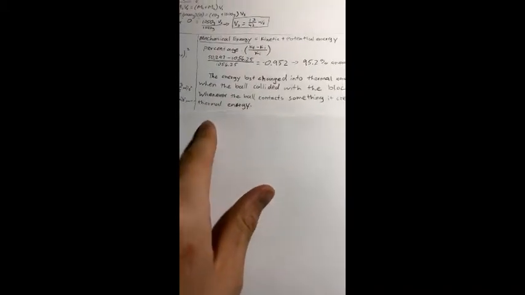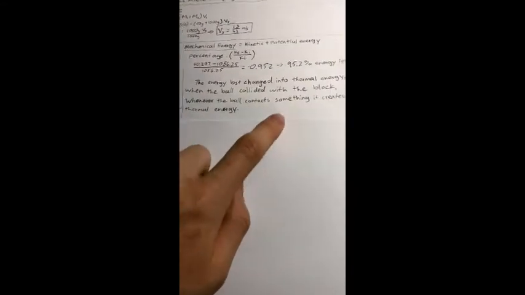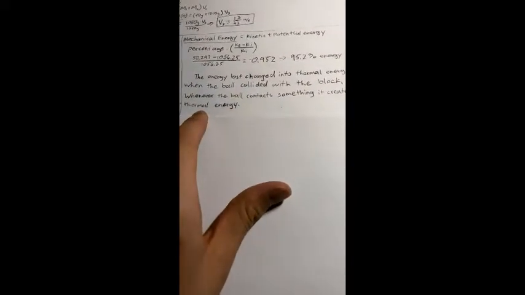And this energy loss changed into thermal energy when the ball collided with the block. Whenever something contacts something else, for example, in this case whenever the ball contacts the block, it creates thermal energy, similar to when you're hitting a nail with a hammer.